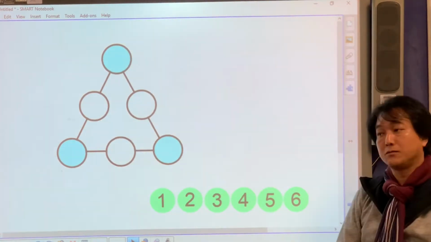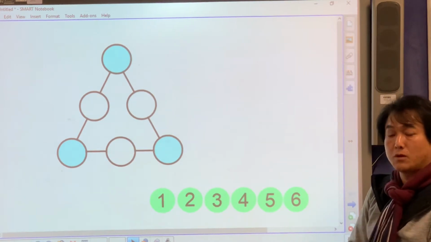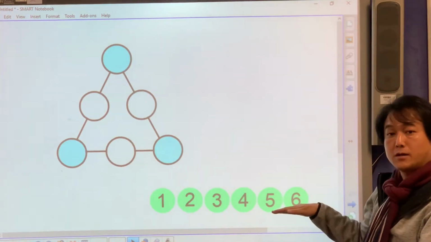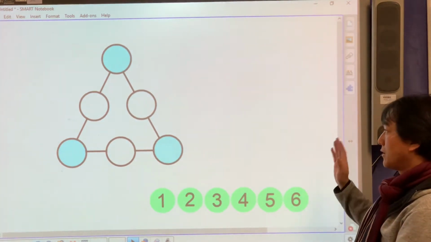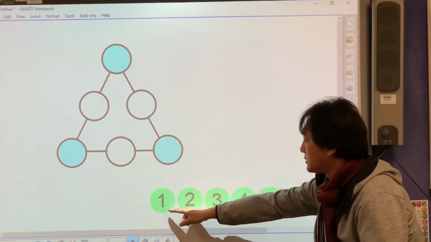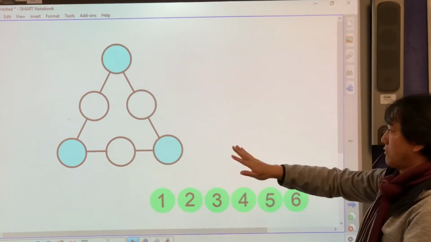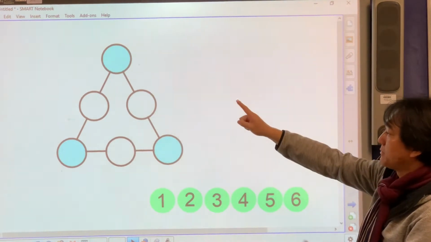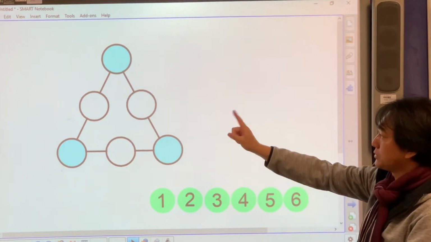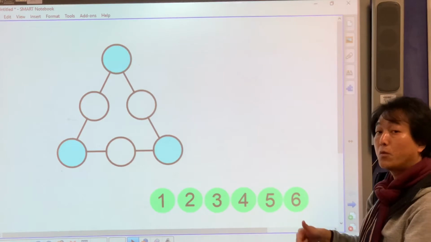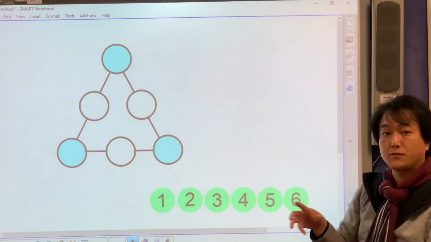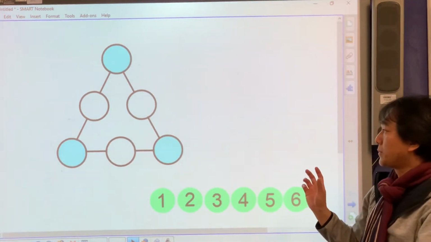So, we as mathematicians, we would like to go through all the possibilities here. So, we add these numbers all together on the triangle. But as I said, those three numbers in blue circles will be added twice. What is the smallest sum, means answer of additions, possible?